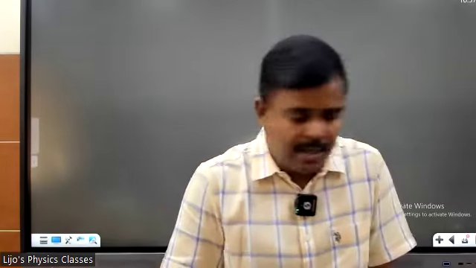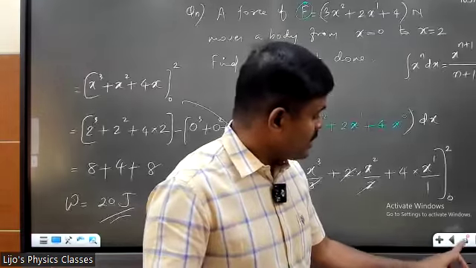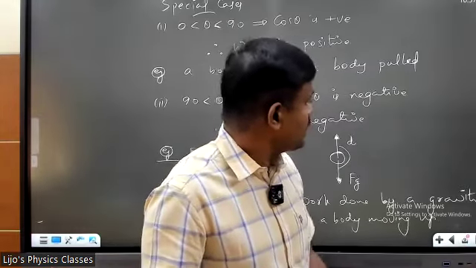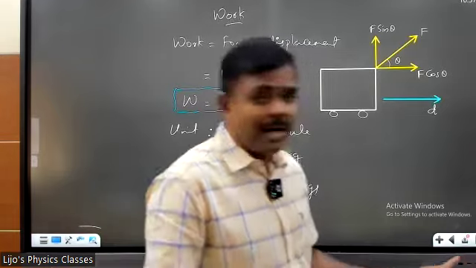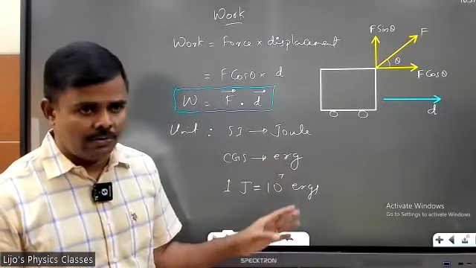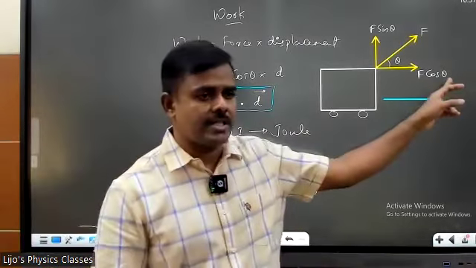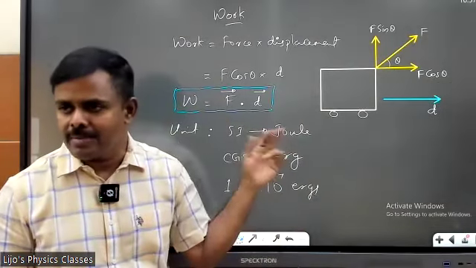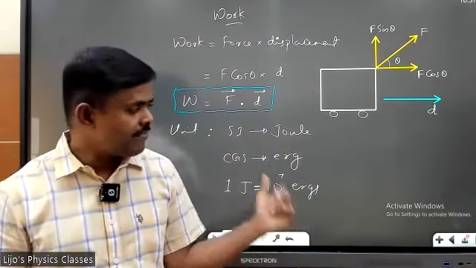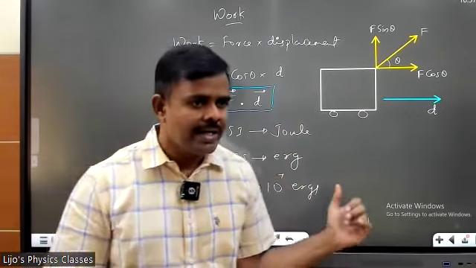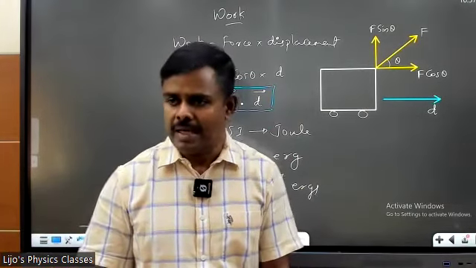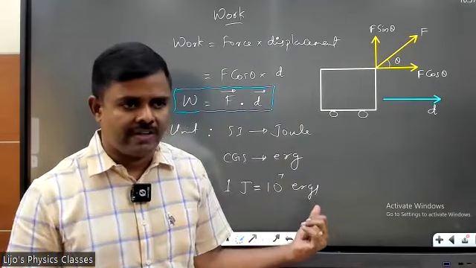And then work done. I told you the original equation is force into displacement, but we modify it by taking the relevant component of force. The relevant component is cos theta. F cos theta into d makes it F dot d. Work done is F dot d. The SI unit is joule. The CGS unit is ergs. 1 joule is 10 raised to 7 ergs.